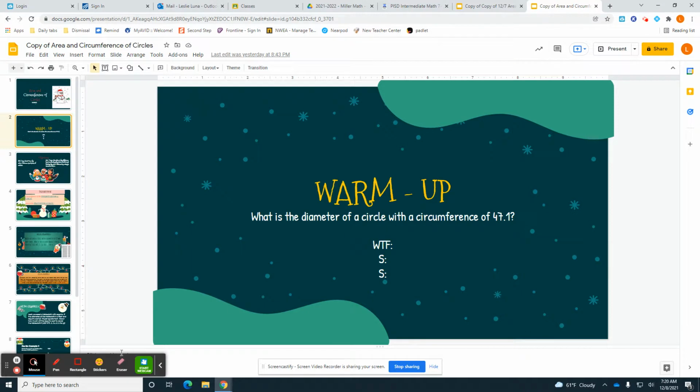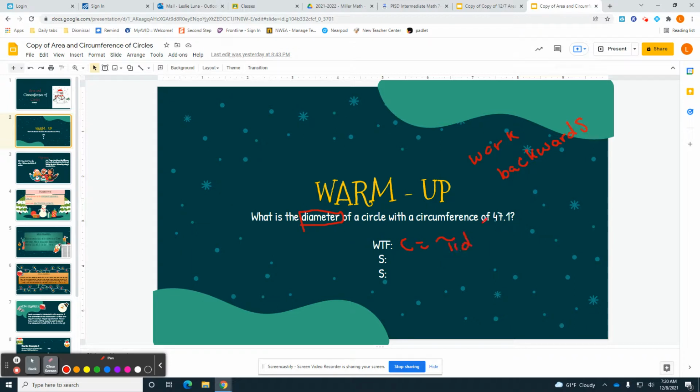So I'm going to give you a quick heads up. That means you have to work backwards. You're solving for the unknown. So it wants to know what is the diameter. Okay? So you know that your formula is C equals pi times diameter.